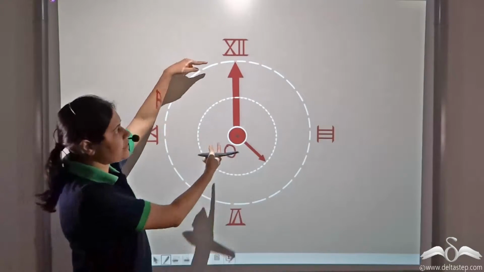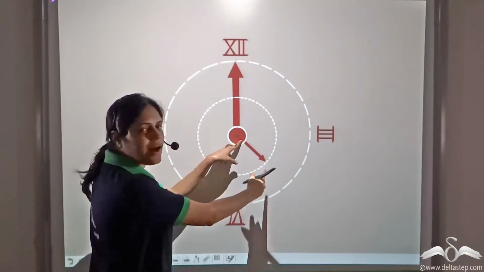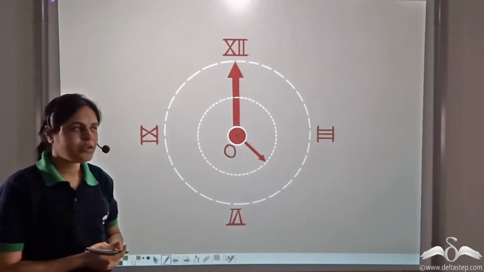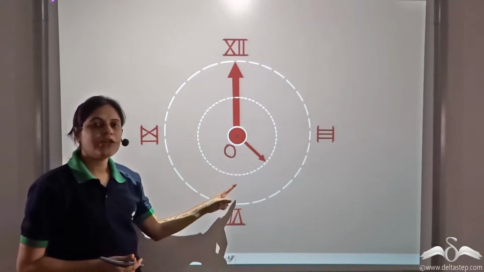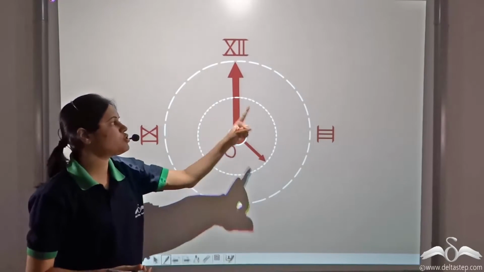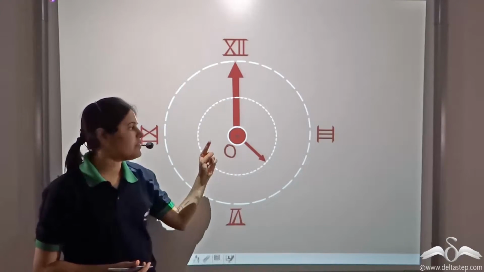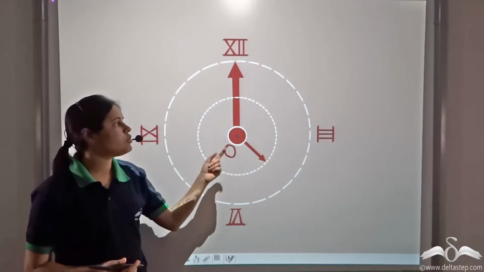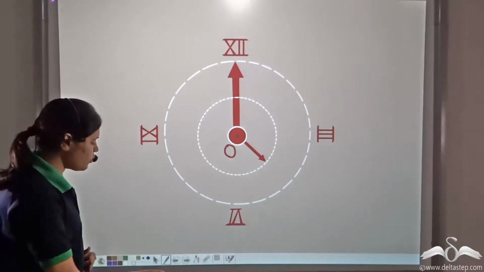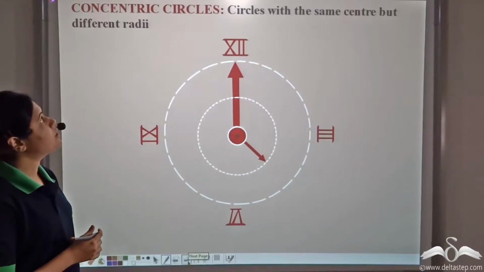But the length of the minute hand and the hour hand is not the same. So the radius of these two circles is different. So what we have here is two different circles with the same center but different radius. So these circles are called concentric circles.